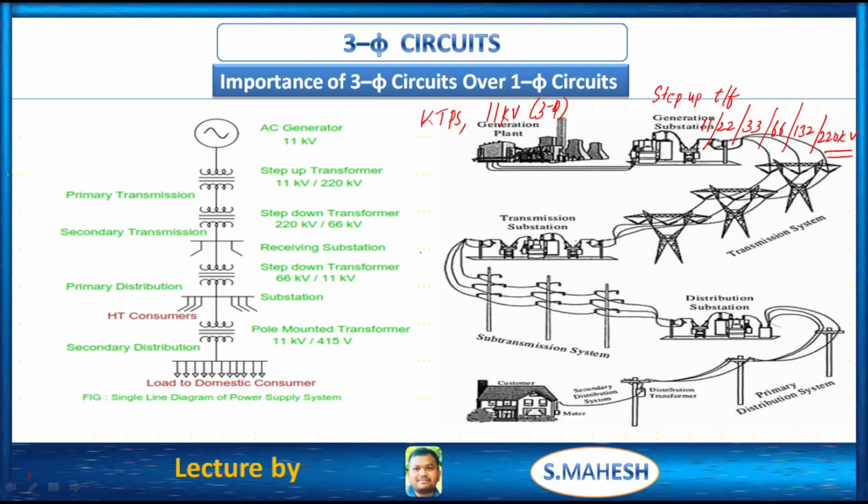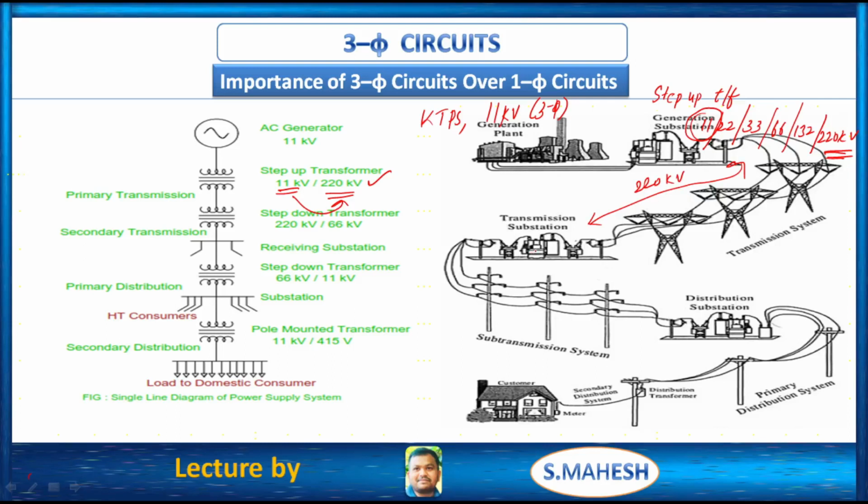Here, 11 kV is the generator power. So 220 kV is due to the step up transformer, right, by using the step up transformer. This is the primary transmission system. At the primary transmission system we are stepping up the generated voltage, that is 11 kV to 220 kV. That's it. So from here to here, 220 kV of voltage can be transmitted to this substation.